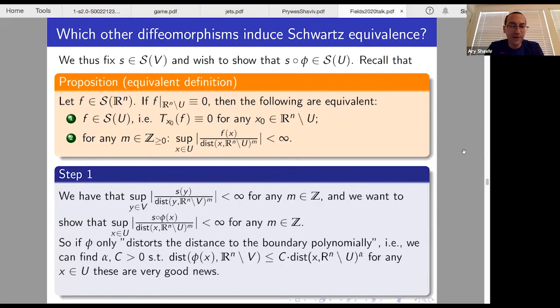This is what we need to do. So if by any chance our phi distorts the distance to the boundary polynomially, and what do I mean by this? I mean that we can find two positive numbers such that the distance of phi of x to the boundary of V is comparable to the distance of x to the boundary of U. So I'm allowing constants in all kinds of places, so polynomially, maybe we need to take high or low powers of this distance, and maybe we have some big constants, but we don't care. So these are good news. Why are these good news? Because we look at the supremum. Do you see my pointer?